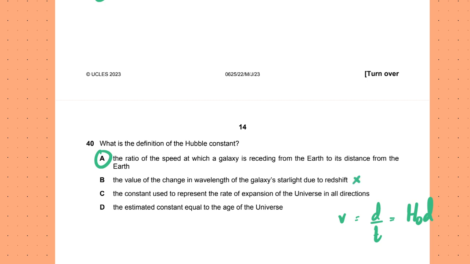The constant used to represent the rate of expansion, again, doesn't really apply here. Estimated constant equal to the age of the universe, that's 1 over Hubble's constant. So that's that. Again, it's a definition. So even though this one does make sort of sense, rate of expansion in all directions, but it's not the definition. The definition is in terms of this ratio.